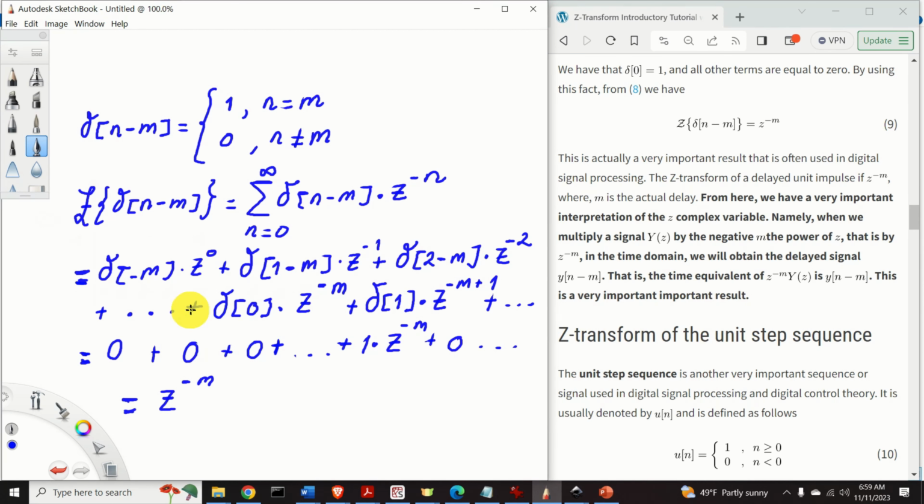This is actually a very important result that is often used in digital signal processing. The z transform of a delayed unit impulse is z to the power minus m, where m is the actual delay. From here, we have a very important interpretation of the z complex variable. Namely, when we multiply a signal Y of z by z to the power minus m, in the time domain, we actually obtain a delayed signal. That is, we obtain y of n minus m, that is the signal y of n delayed for m steps.